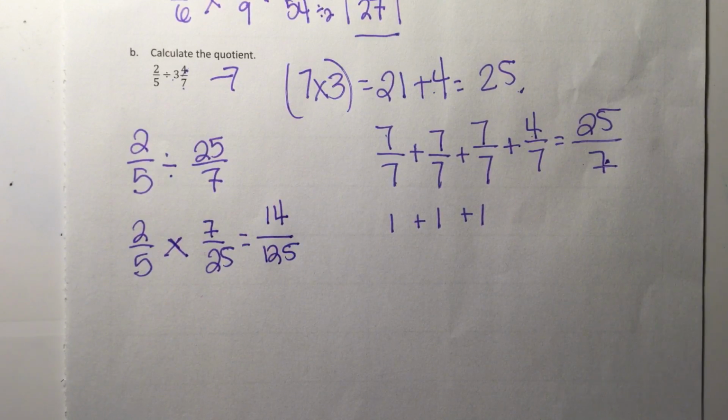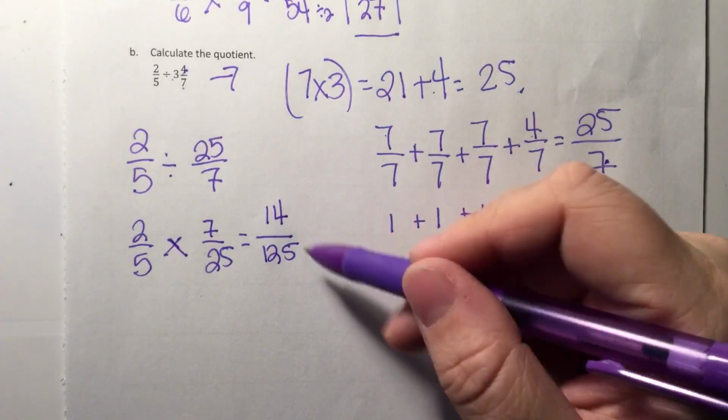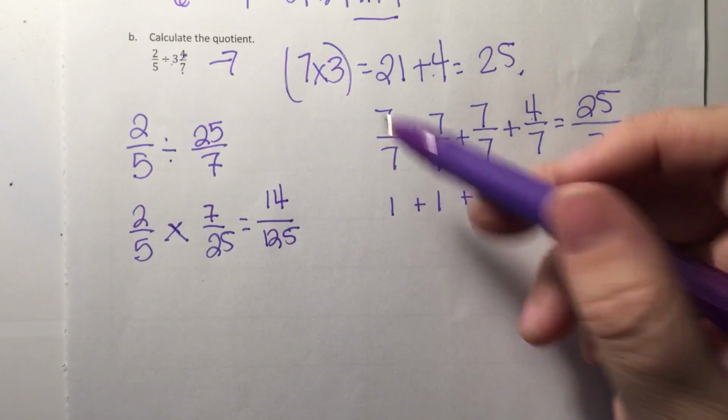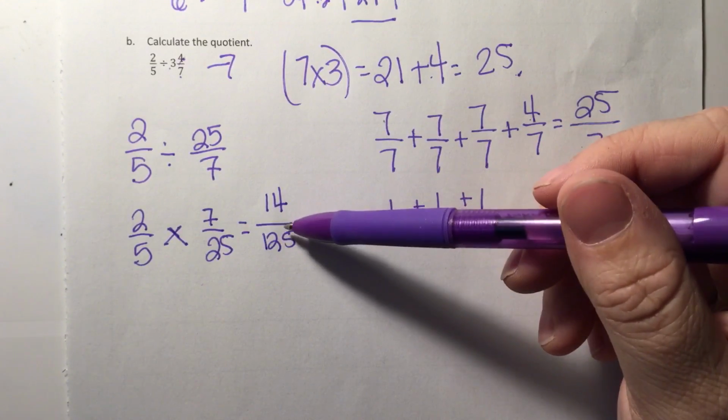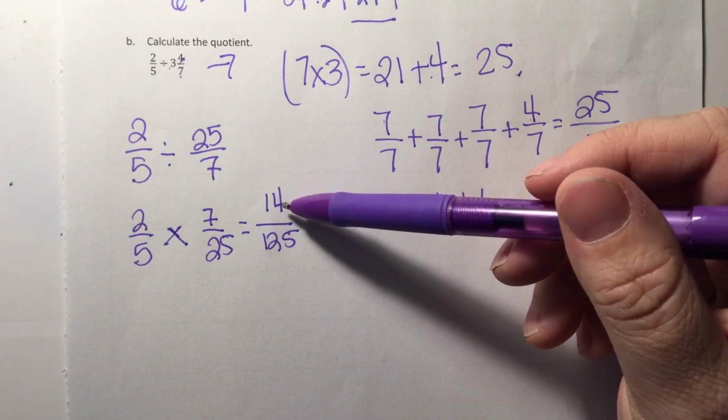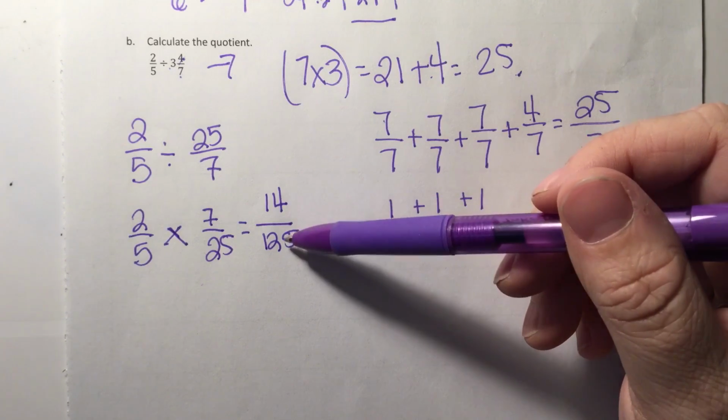Ooh, I wonder if I can reduce that. I've got an odd and an even, so I can't do that. It doesn't go into 2s. 14, 3, no, doesn't go into 3s.